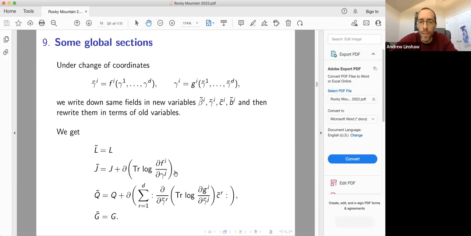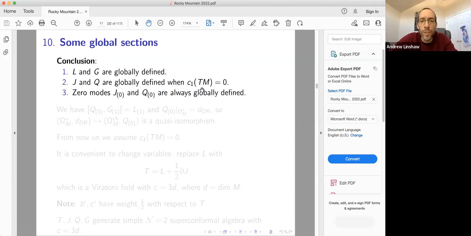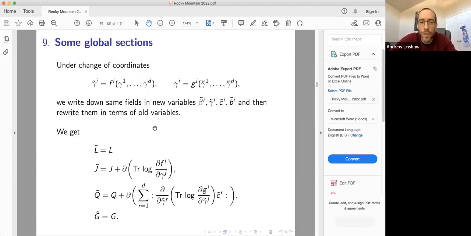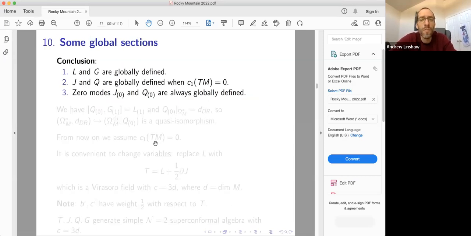It's the derivative of some function. This del is d/dz. And same thing for Q tilde. It's Q plus a correction. And then G tilde turns out to be the same thing as G. Okay, so the things that you can observe here are that these corrections are total derivatives. So they don't affect the zero modes of J tilde and Q tilde. And also, if the first Chern class of the tangent bundle is zero, then those corrections are gone. And then these fields are globally defined.